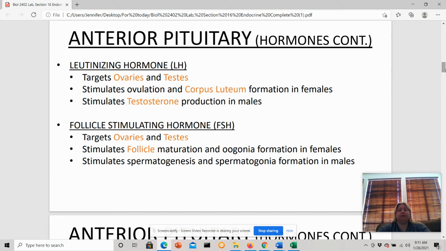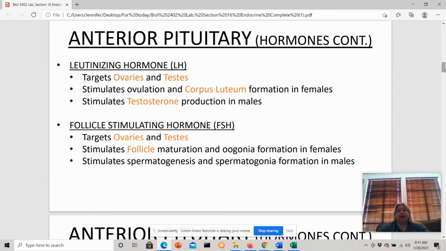The L in FLAT stands for Luteinizing Hormone, or LH. This targets the ovaries in females and the testes in males. In females, what it does is it stimulates ovulation. Ovulation is a release of the oocyte from the ovary. We'll talk about this in like chapter 28, 27, one of those chapters anyway. And corpus luteum formation. In males, it'll stimulate testosterone production.